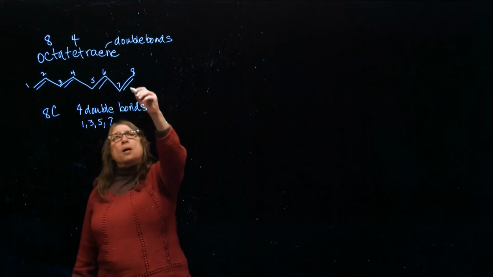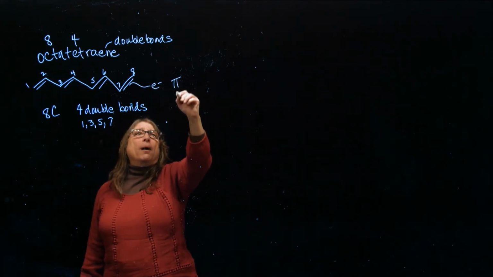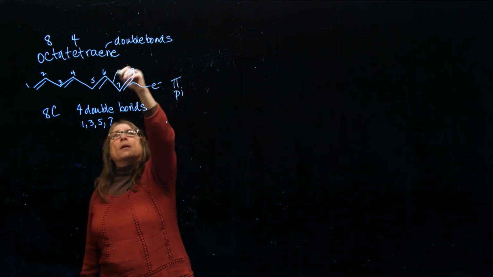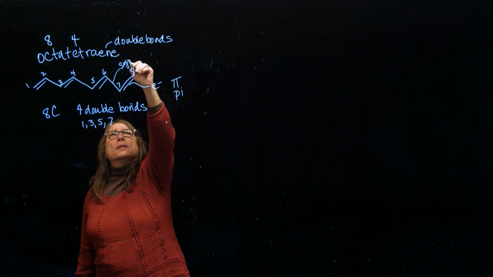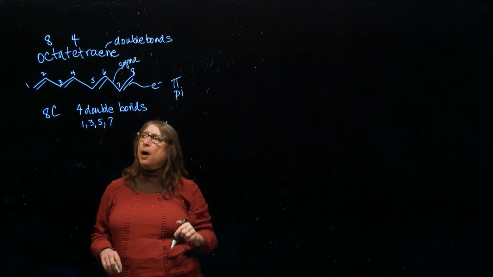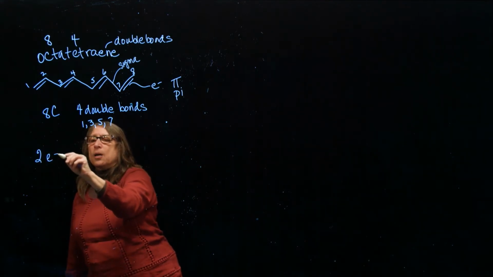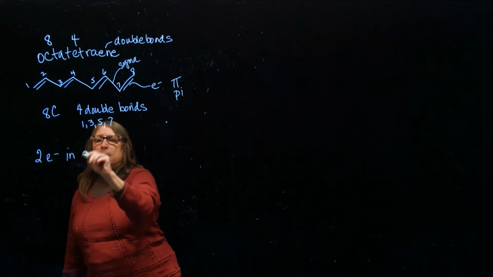Now, the electrons in these double bonds are what we call pi bonds. The ones in between are called sigma bonds. And these pi bonds actually have some special properties. I want to remind us that we have 2 electrons in each bond.